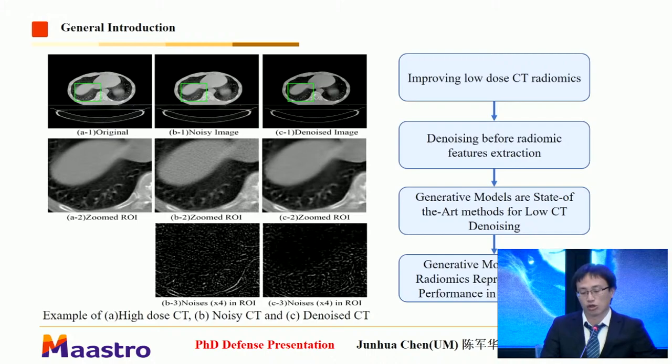A series of studies show that generative models achieve SOTA performance in low-dose CT denoising. At least when I started this project at the beginning of 2020, generative models were the best models for low-dose CT denoising. Generative models are a category of machine learning models designed to capture the underlying probability distribution of a given data set, enabling them to generate new data samples that resemble the original data. The main content of this presentation focuses on using generative models in low-dose CT radiomics reproducibility and performance.